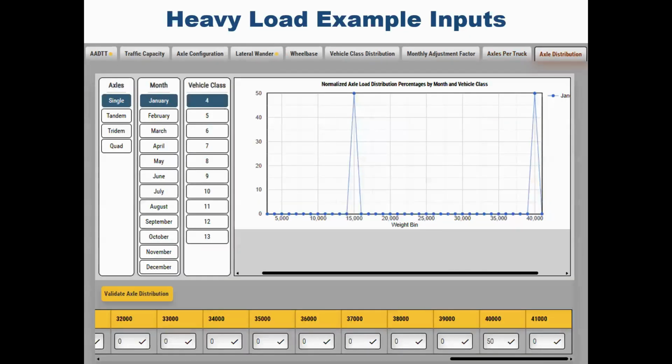And then axle distribution, we're putting all our eggs in 2 baskets. Half of the axles are going to be at 15,000 pounds, and the other half are going to be at 40,000 pounds. Here again, all we have to do is change the single axle category for class 4. Unfortunately, we have to go through every bin for every month. I did the math on that. It's around 350 or so screens, going from 3,000 pounds per bin to 41,000 pounds.